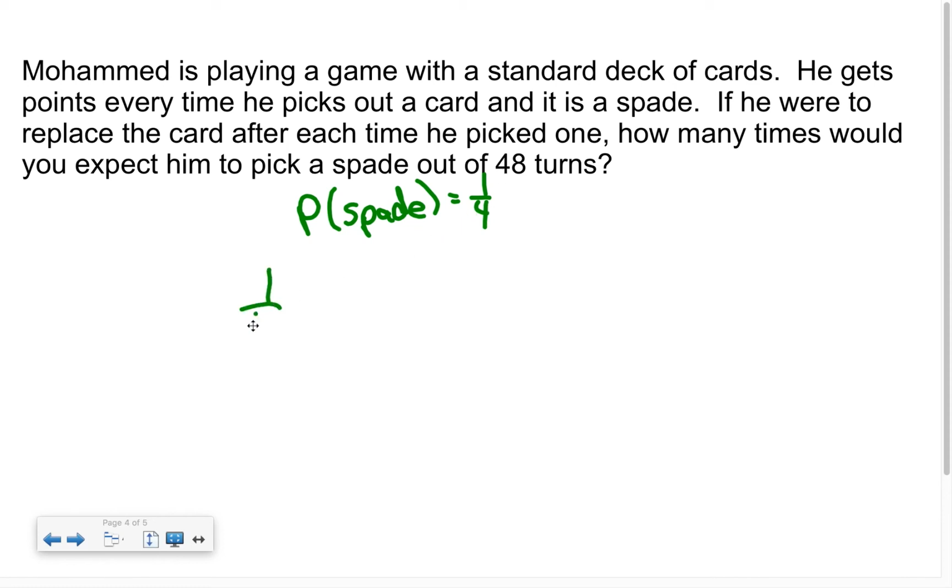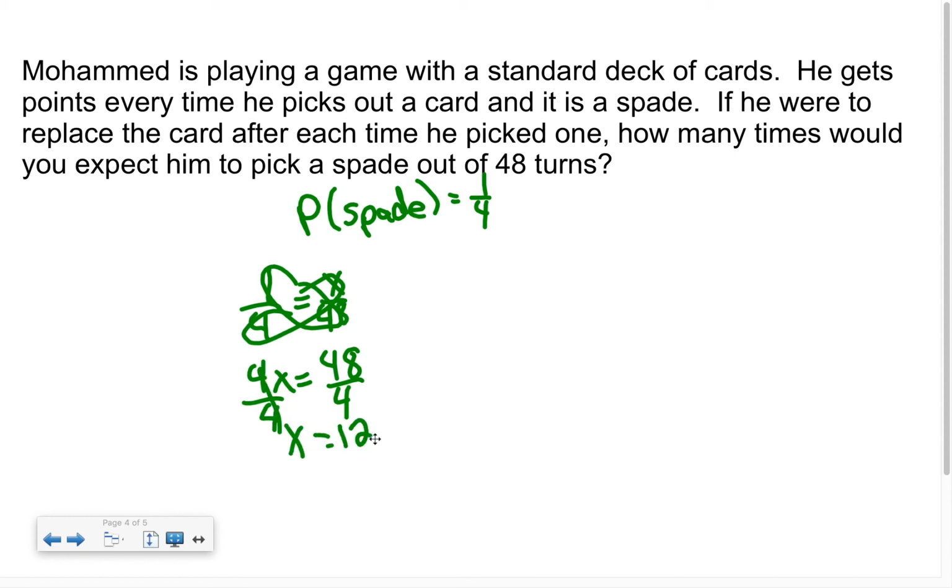Okay, so we have 1/4 equals x over 48. We cross multiply. We get 4x equals 48. Divide by 4, divide by 4, and x equals 12. Okay, doing it the other way. We have 1/4 times 48, which is equal to 12. Okay, so either way we get 12.